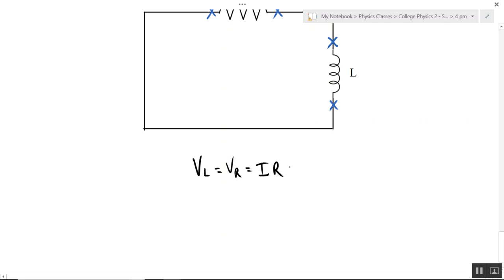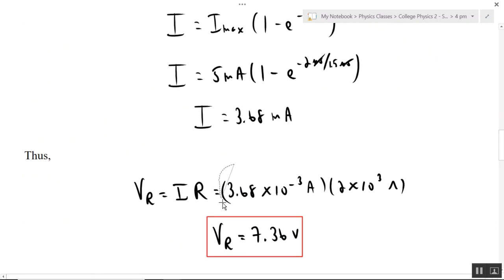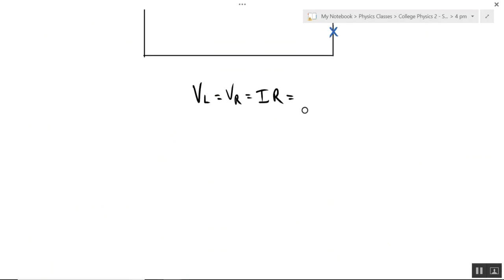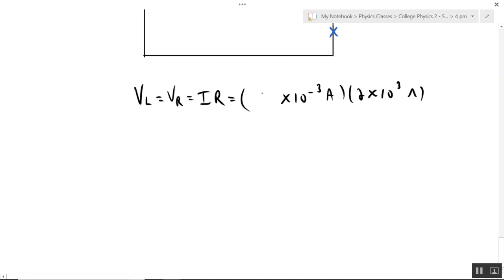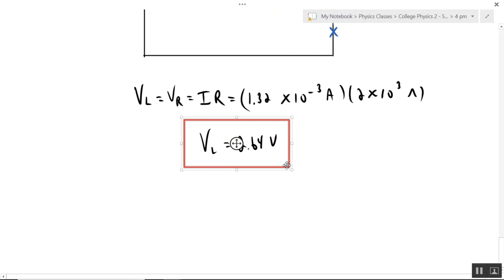So this becomes, I'm going to borrow something because it's easier, but I have to change the current to 1.32. You have to, once again, convert to ohms and amps when you do this. But this is 1.32, right? That's the difference between these two things. And you get the voltage of the inductor to be 2.64. And the voltage across the resistor is also 2.64. So that's how you do these RL circuits. They're pretty similar to RC circuits.